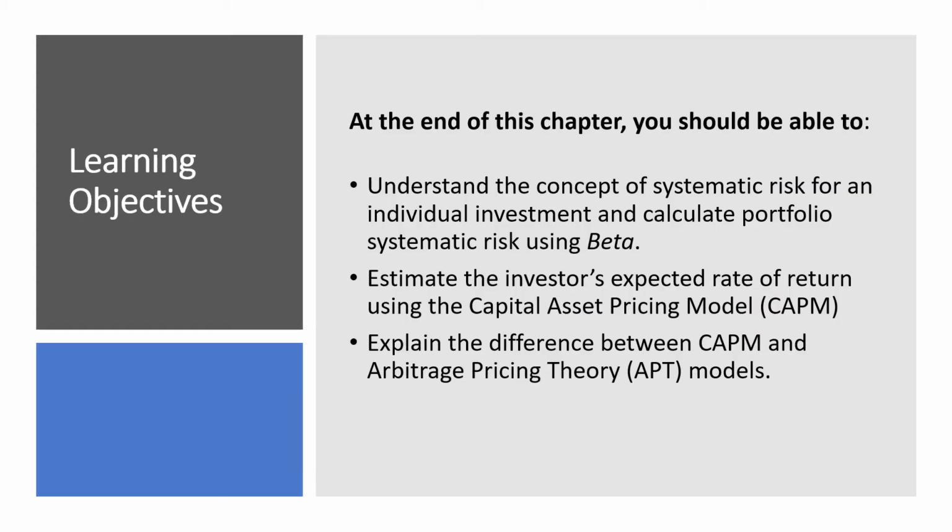In this video, there are 3 learning objectives to be achieved. First, to understand the concept of systematic risk for an individual investment and calculate portfolio systematic risk using beta. The second one is to estimate the investor's expected rate of return using the capital asset pricing model. And the final objective is to explain the difference between CAPM and arbitrage pricing theory models.